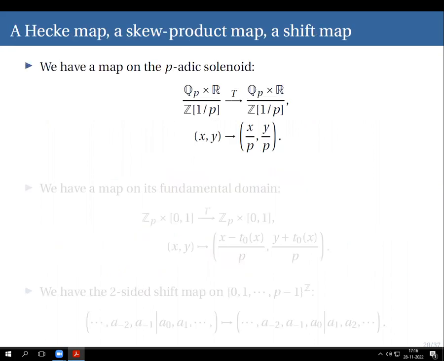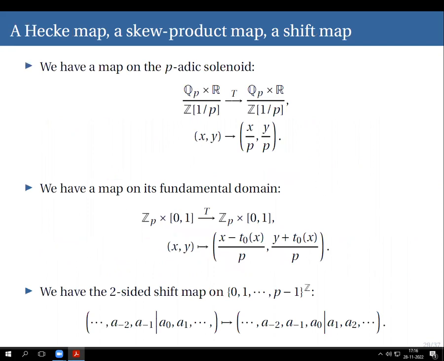I told you that I have a map I like on the alphabet space {0, 1, ..., p minus 1} to the Z, the two-sided shift. But what does it translate to in the p-adic solenoid? There's a very simple description: it's multiplication by 1 over p. We like to call it the Hecke map, because it just introduces denominators of p. Then you can again follow your nose and ask what the map is on the fundamental domain. There you have to play a little bit, but again, there's a very explicit formula.